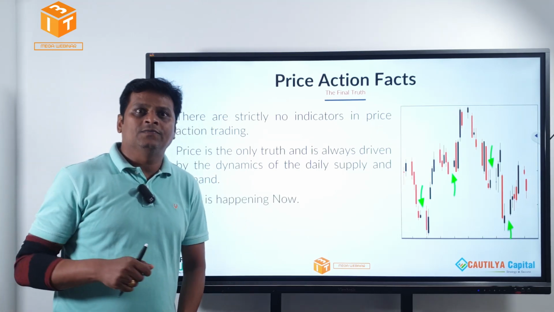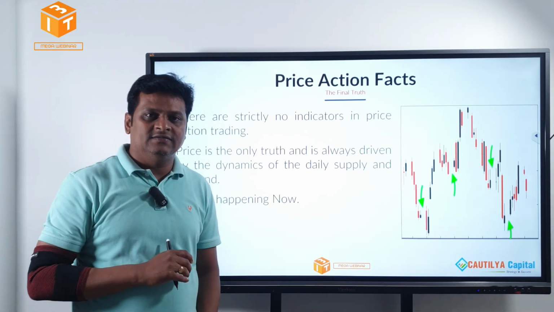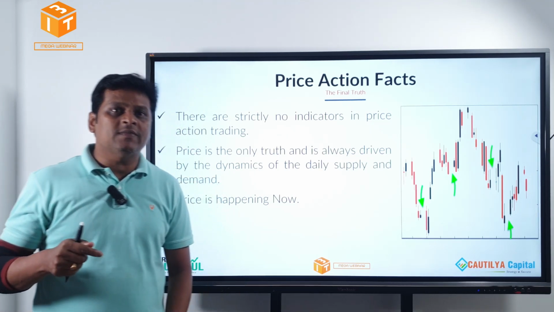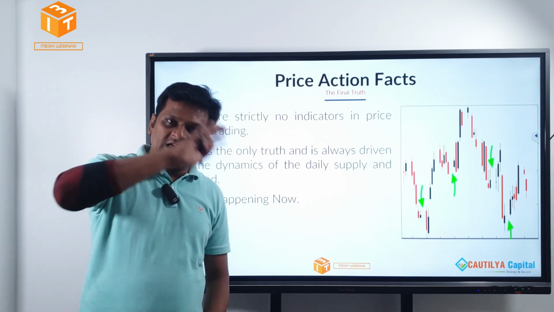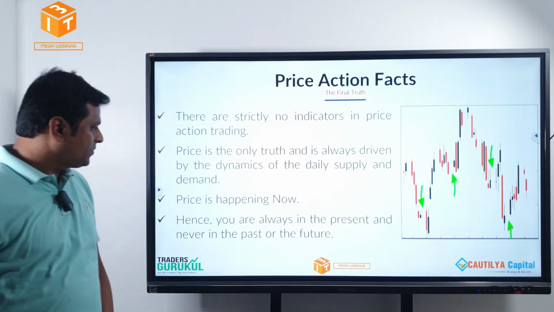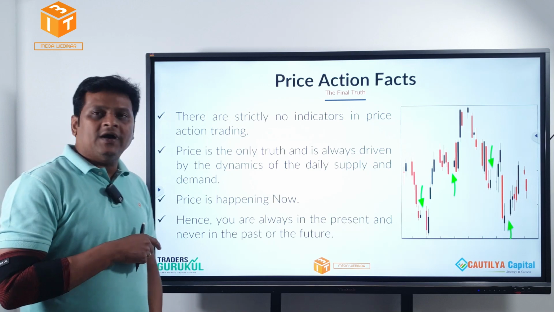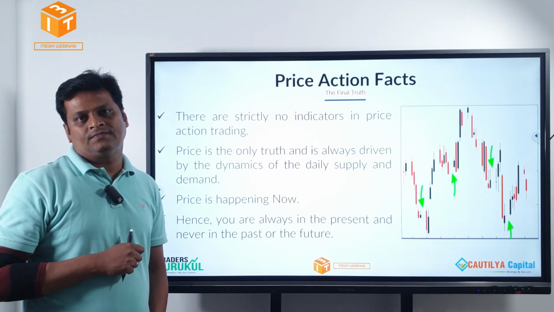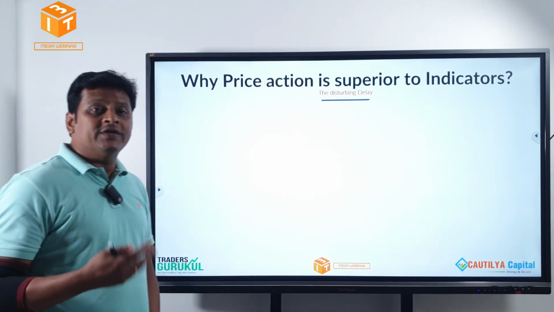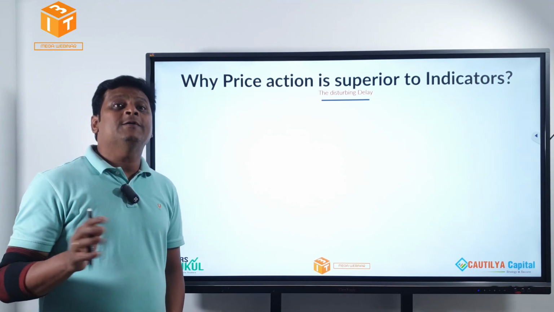Price is happening now. Price is not something which happened in the past. That is historic price. There is future price, but price is always something which happens at that very moment. An indicator is always behind price. It doesn't travel with price. Hence, you are always in the present and never in the past or the future. And why does anyone think that price action is superior to indicators? There are multiple reasons.